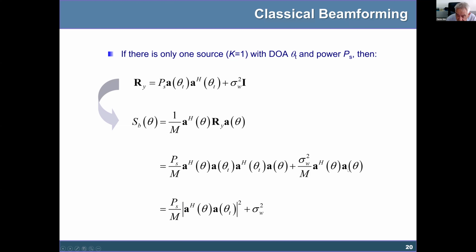A Hermitian of theta, A of theta is the energy of A, and because each element of this vector has modulo equal to 1, the energy is M, because it is 1 plus 1 plus 1 plus 1, M times. So this is equal to M, you divide by M, so you get plus sigma w squared.